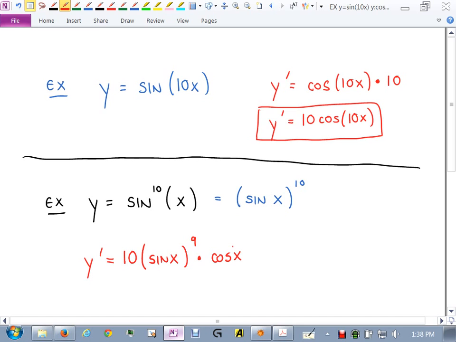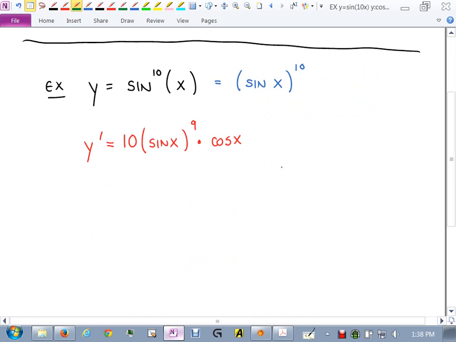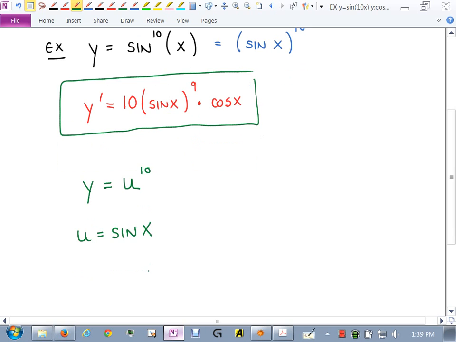Now the longer way would be to do this. That's done. The longer way would be to write y as being the outer function. What was the outer function? 10th power. So it's raising things to the 10th power. What's the thing that's being raised? Sine x. And then you make your table. What do I write right here?